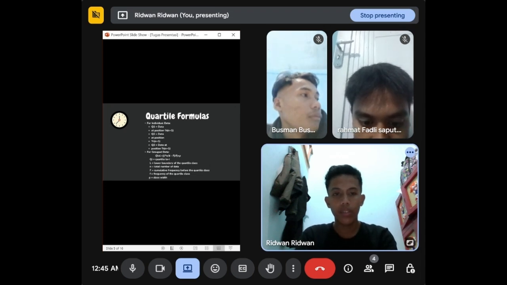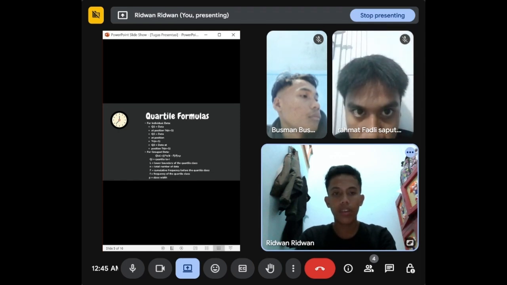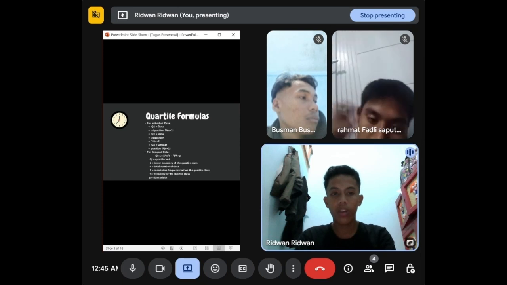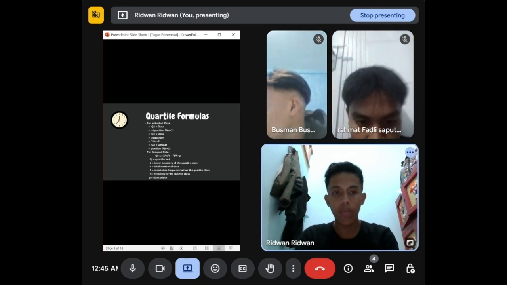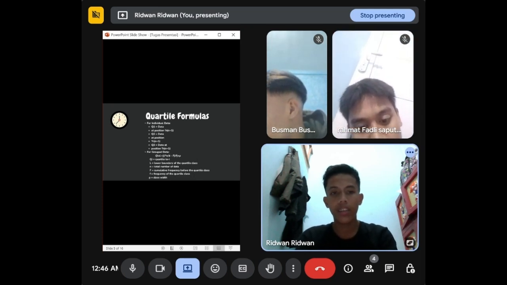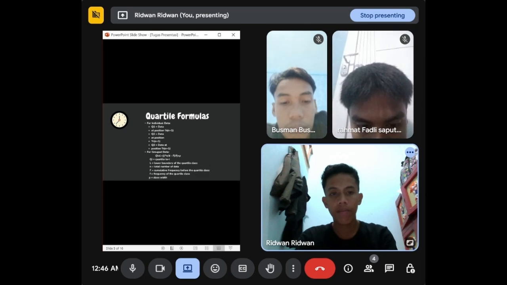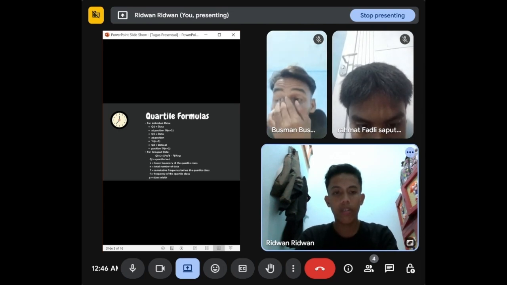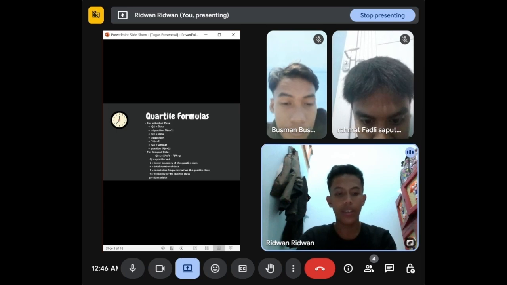For group data, Qi equals L plus ((i times n over 4 minus F) divided by f) times P, where Qi equals quartile i, L equals lower boundary of the quartile class, n equals total number of data, F equals cumulative frequency before the quartile class, f equals frequency of the quartile class, and P equals class width.